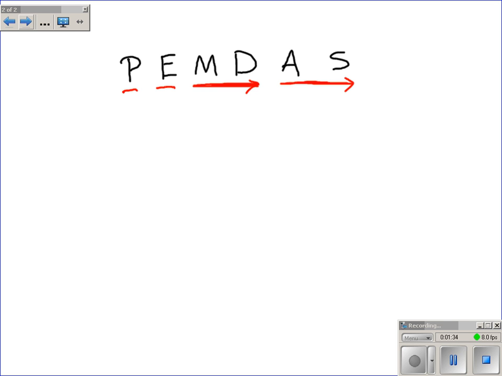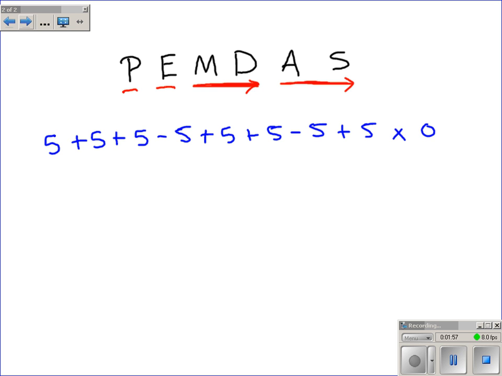Okay, so here's an example of something that I see on Facebook every once in a while. The problem is, what's the answer to this? 5 plus 5 plus 5 minus 5 plus 5, plus 5 minus 5 plus 5 times 0. And what a lot of people do is they just do everything from left to right, which is a common default because we read left to right. The problem is that when people get down to the end, they then multiply by 0 and get 0 as the answer, which is the most common answer, but it's not the correct answer.